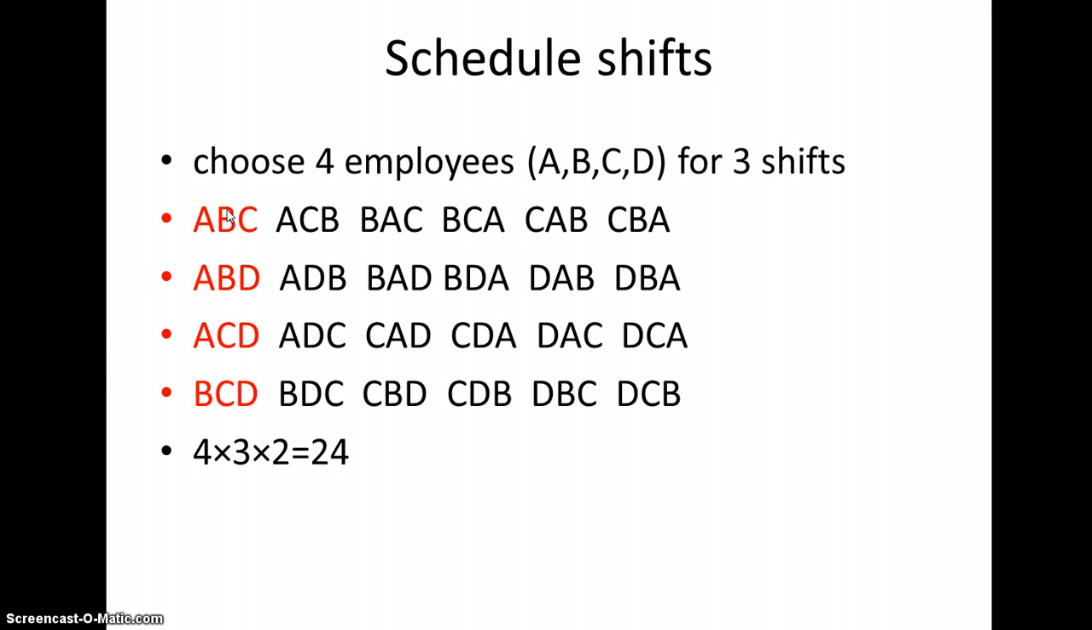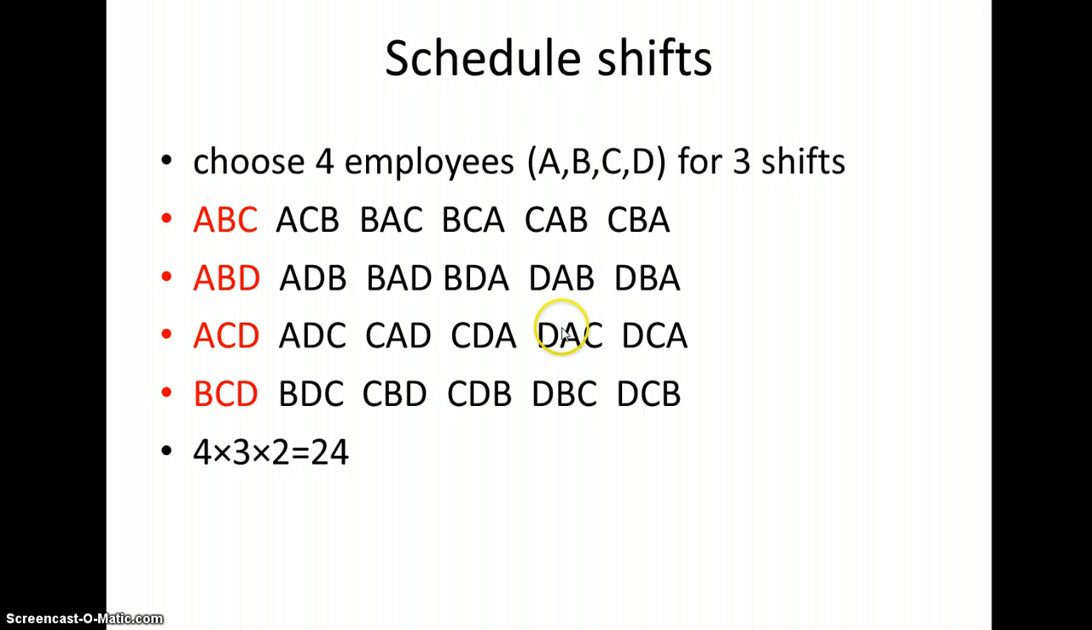And similarly, if we choose person A, B, D, we can also get 6 different ways by changing the order. And same for ACD and BCD. And if we count all of them together, we have 24 different ways, because 4 times 6, that's 24. And there's a formula we can use instead of making a list of all the possible schedulings.